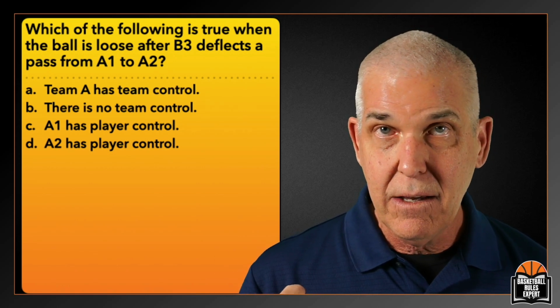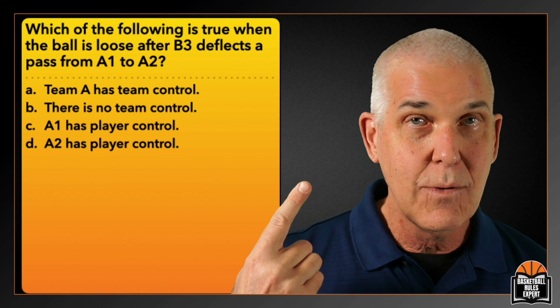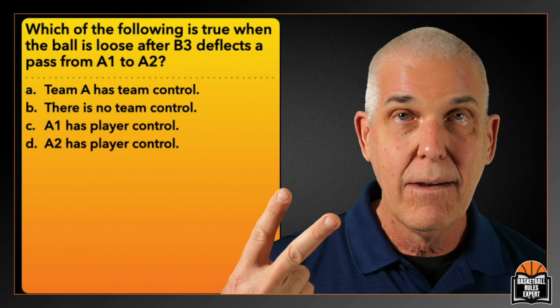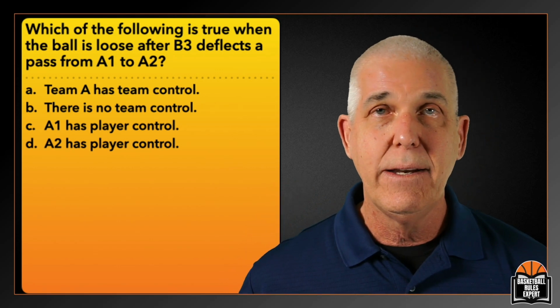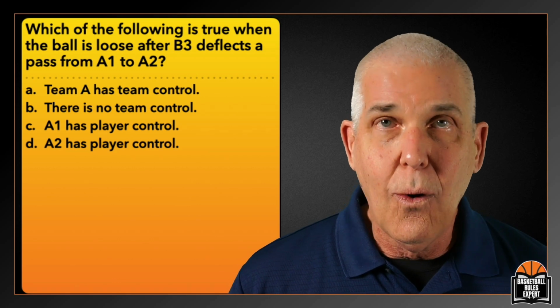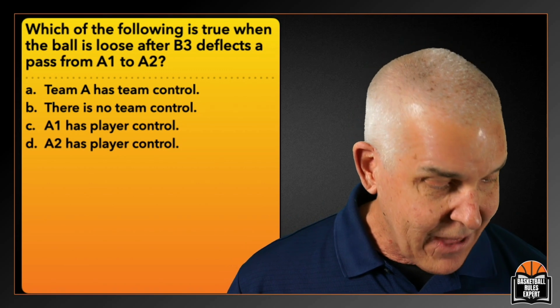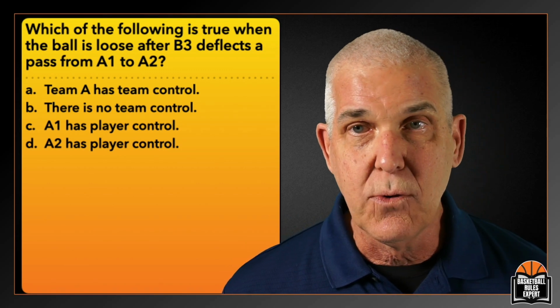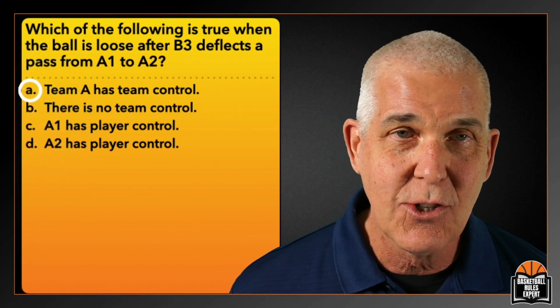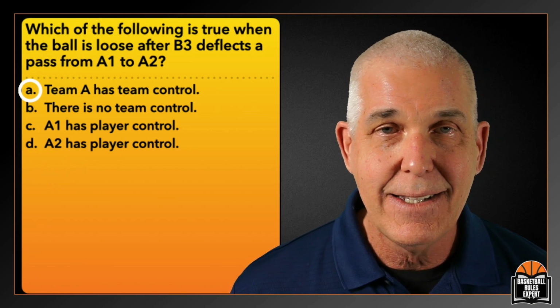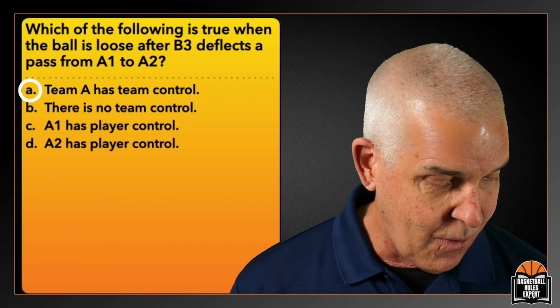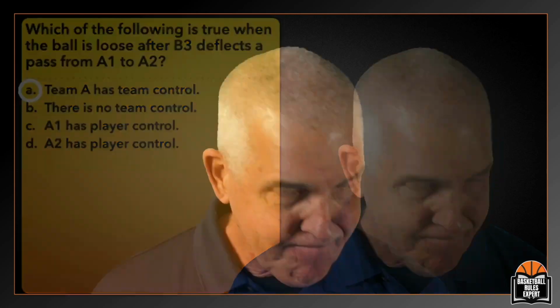Team control will end when the ball becomes dead, when Team A releases a try for a goal, right? Or Team B has player control, thus establishing their player control, their team control. So in this instance, our correct answer is clearly A. Team A has team control. And this is a critical consideration. We have to have an absolute understanding of team control.